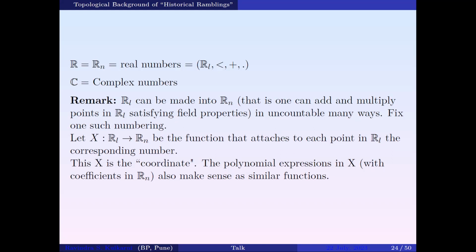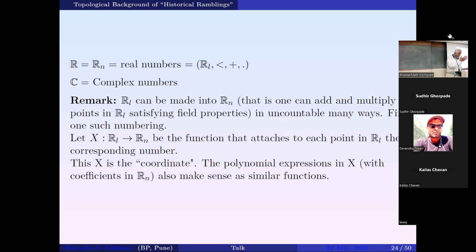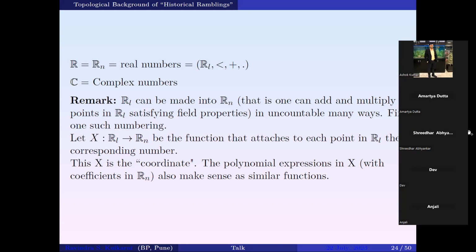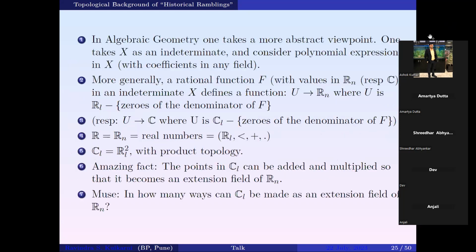And take complex numbers: the complex line is R square, is R cross R. An amazing fact: in complex numbers, you can add and multiply points. Yes, and so it becomes an extension field of the real numbers.